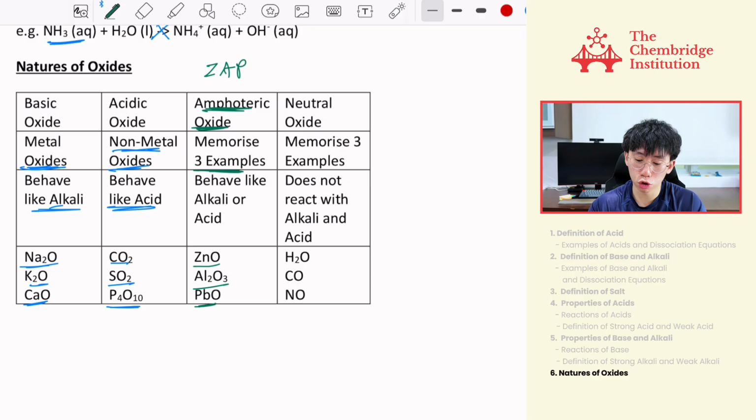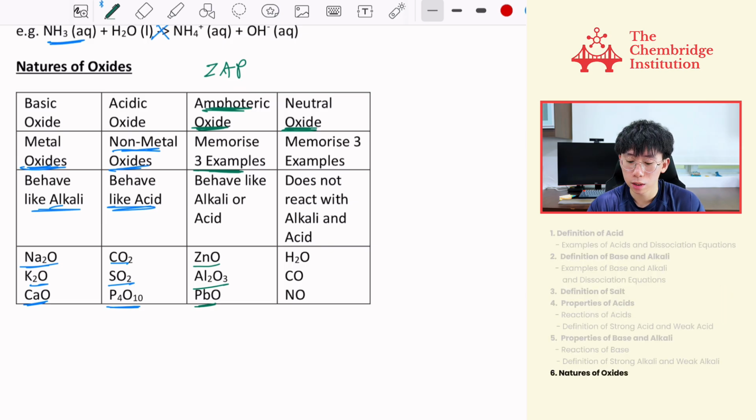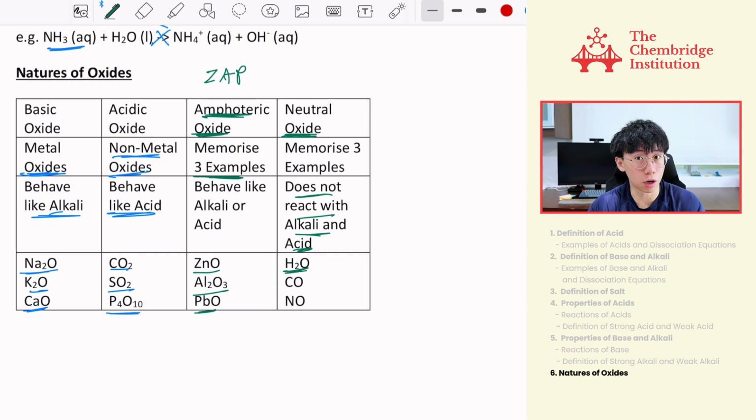Lastly, there are your neutral oxides. There are also only 3 examples you have to memorize, and because they are neutral, they do not react with acids or alkalis. For example, water. Water is also an oxide, but it is neutral, as you know, because you drink water all the time and it's not acidic or alkaline, or else you would have died by now. The other one is carbon monoxide, and the other one is nitrogen oxide. These 3 examples are your neutral oxides which you have to memorize.